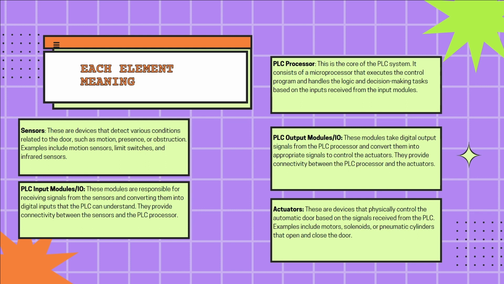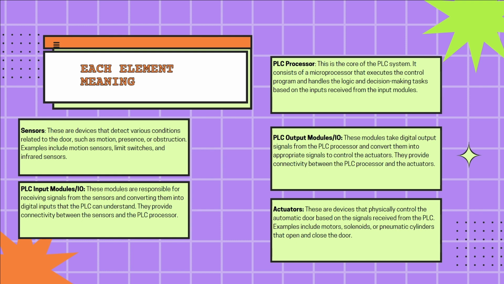Next, we have the PLC input modules, or I/O. These modules are responsible for receiving signals from the sensors and converting them into digital inputs that the PLC can understand. They provide connectivity between the sensors and the PLC processor. And next we have the PLC processor itself. This is the core of the PLC system. It consists of a microprocessor that executes the control program and handles the logic and decision-making tasks based on the inputs received from the input modules.